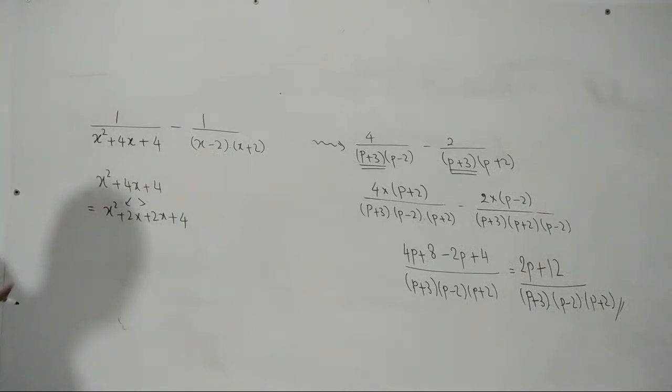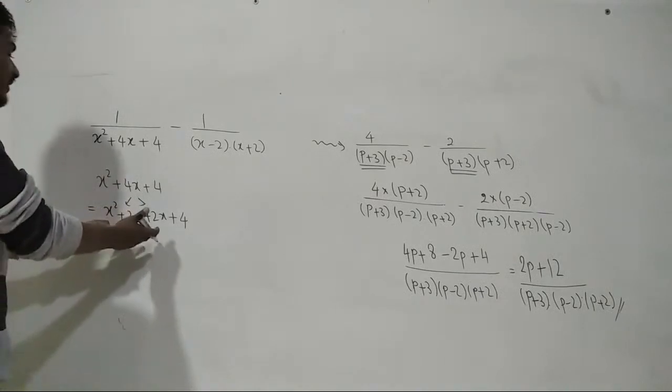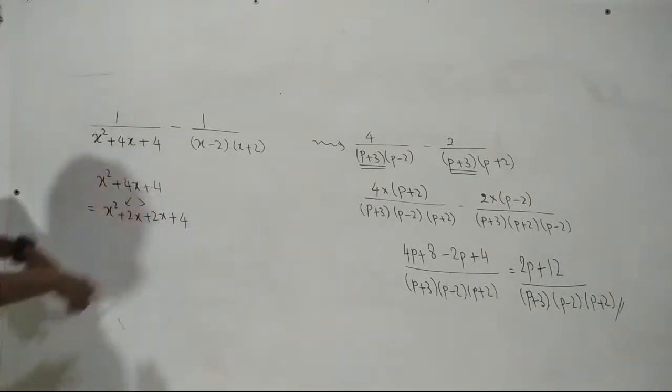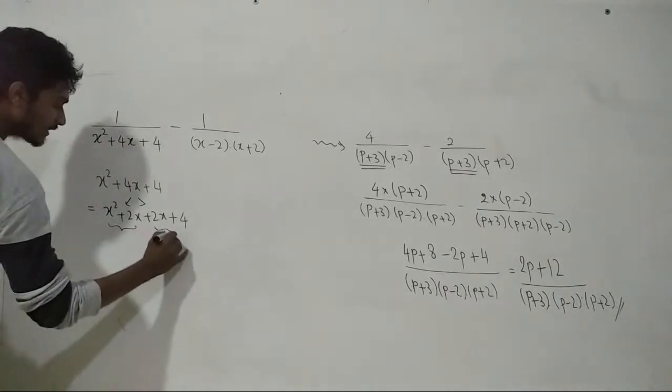So if you want to think about the factors, first of all, you have to break this into 2 such that when you add them, you get 4x, and when you multiply them, you must get the coefficient of x times the constant, which is 4. So there you go. So now let's couple these two together, and let's couple these two together.